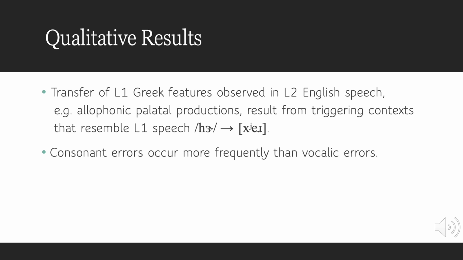Transfer of Greek features is also notable in L2 speech. For example, allophonic palatal productions often result in L2 due to triggering linguistic contexts that resemble L1. There are also more consonant errors than vowel errors in L2 speech.